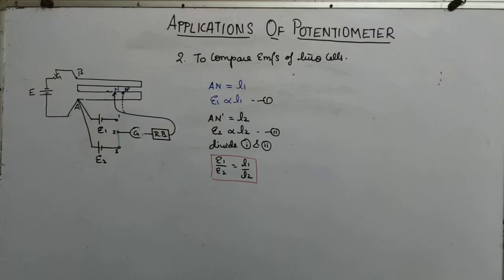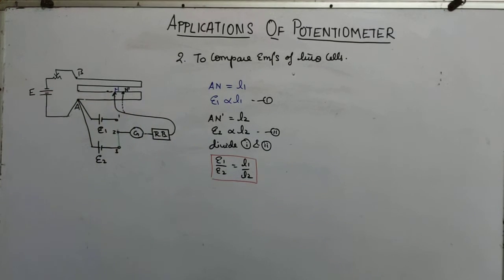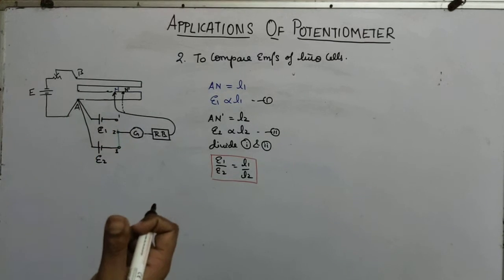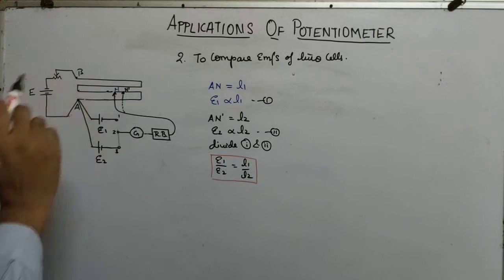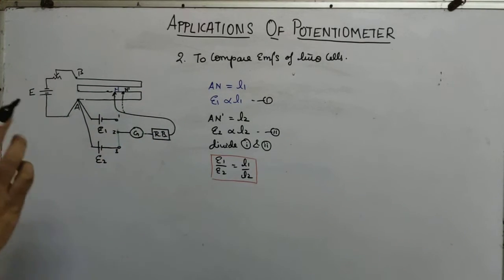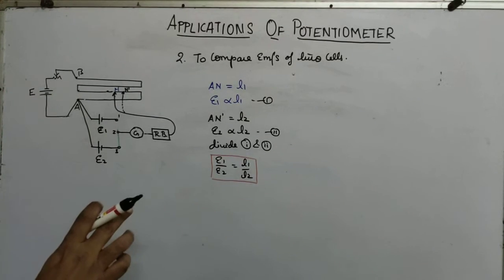Now, one thing I need to tell you is that this resistance box which we are connecting in series with the galvanometer, or whatever resistance we take out from the resistance box, will not have any effect on the null point. Even if I take out the 10 ohms resistance and then afterwards the 20 ohms resistance, it is not going to affect the null point of the system. This resistance box is attached just to protect the galvanometer. It will not affect the null point.